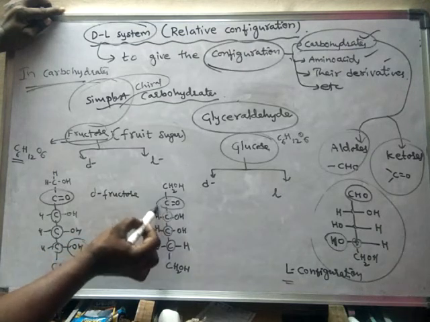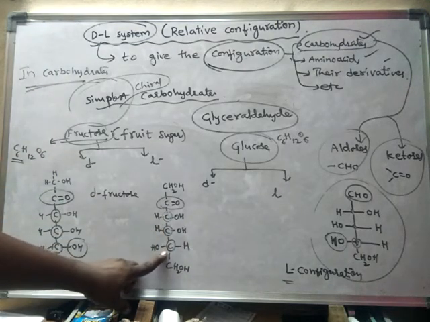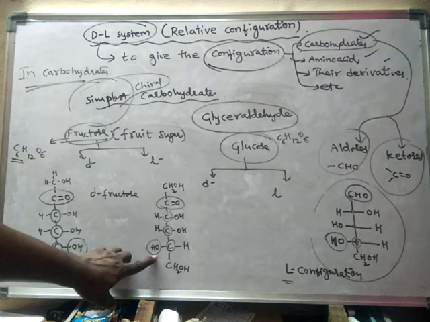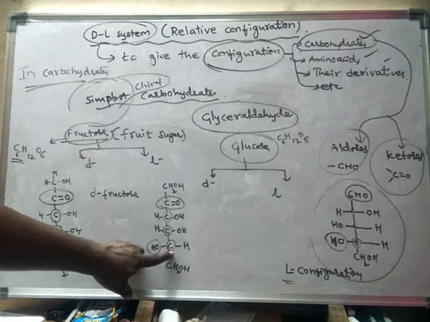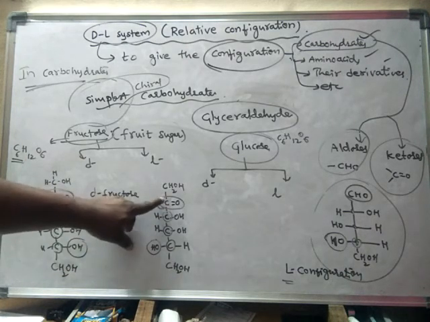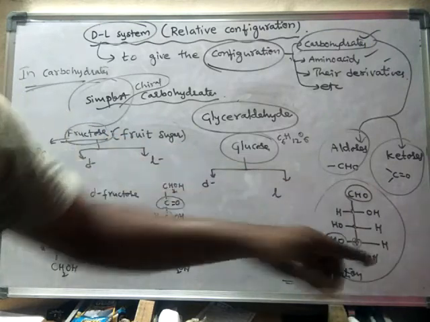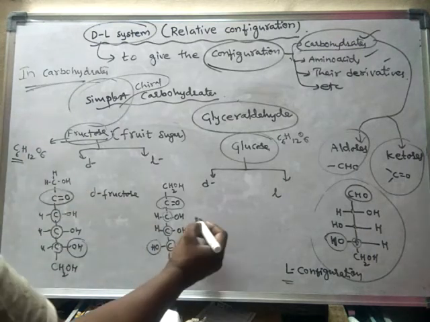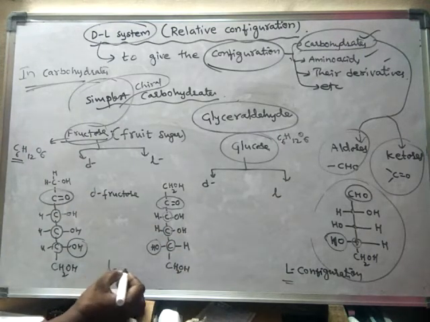From this CO group, this chiral center is the farthest away. Now on the farthest chiral center, the OH group is present towards the left side. So always we have to give the DL system of configuration based on the OH group attached to the chiral center that is far away from either the CO group or the CHO group. Here the OH group is on the left side, hence it is said to be L fructose.